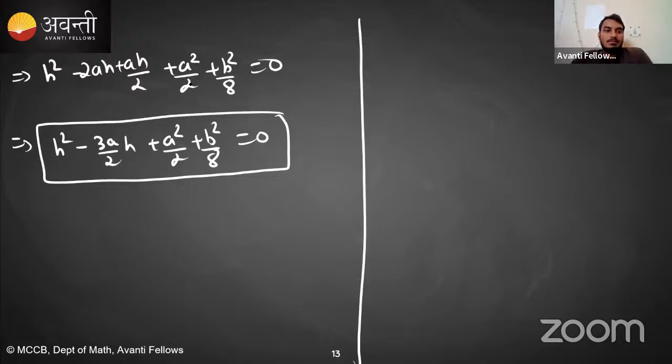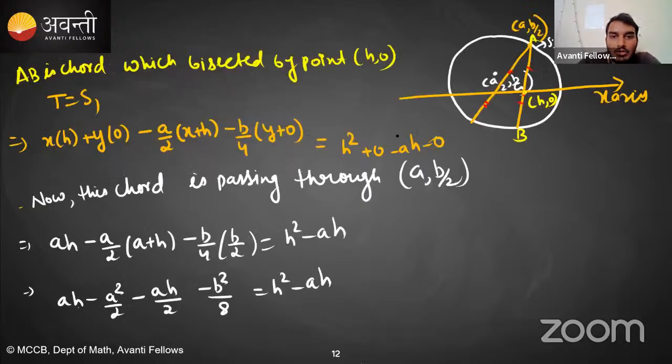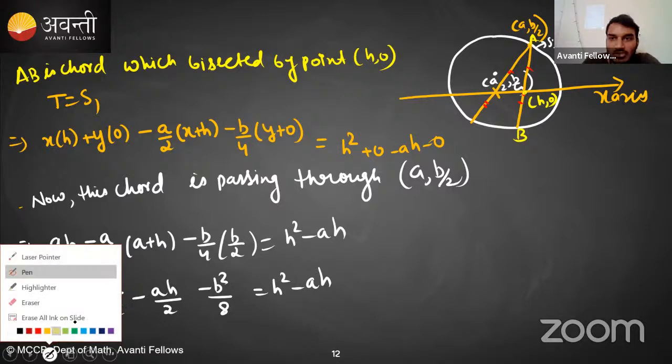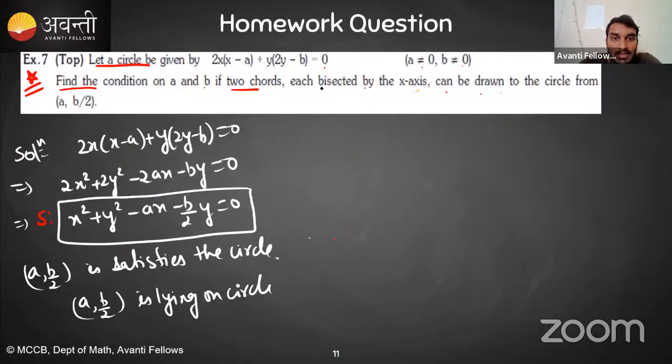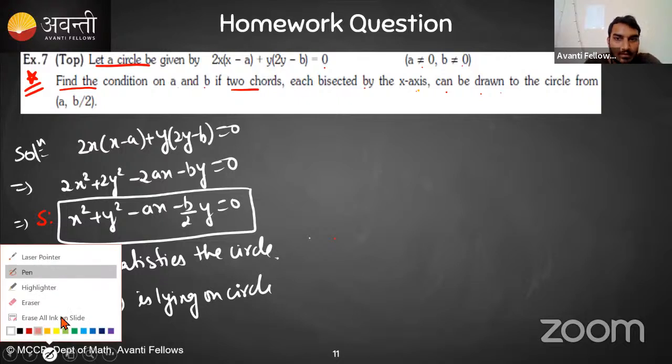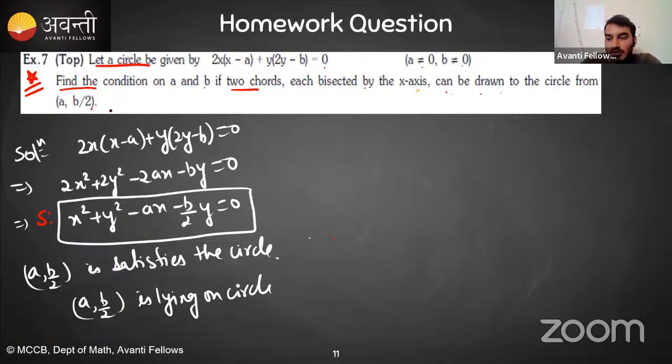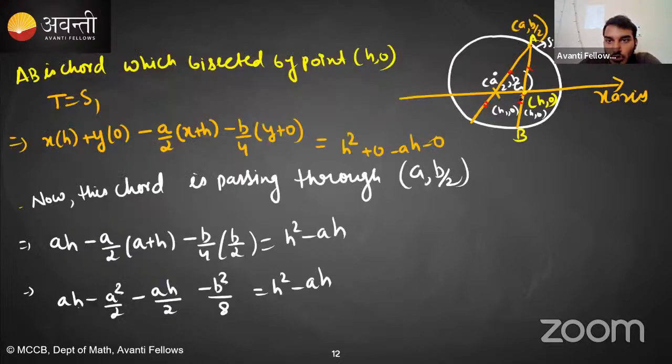Now, student, tell me how many chords were possible? There are 2 chords possible, right? So it means there will be 2 distinct values of h. Let's say h1 comma 0 and h2 comma 0. So there will be 2 distinct values of h for which this is possible. Is this clear? Because the question has clearly stated that 2 chords each bisected by the x-axis can be drawn to the circle from a comma b by 2. So when I draw the 2 chords from this point, there will be 2 such values of h possible.